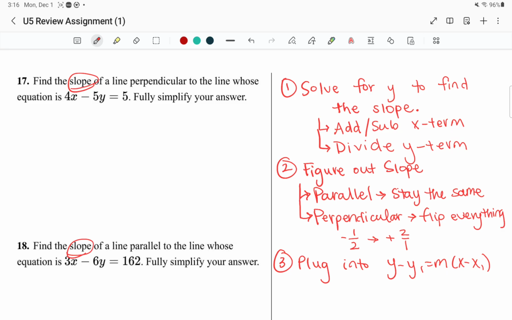So the 17 and 18 stop right here. We don't need to plug it into an equation because it doesn't want the equation. It just wants the slope. Question 19 and 20, though, go to step 3. Okay, so let's do it.